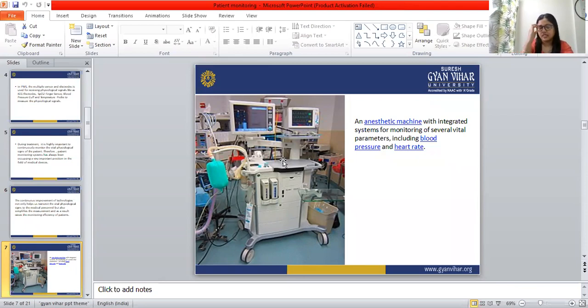When the healthcare provider is giving anesthetic medicine to the patient, he has to monitor the patient while giving the medicine, because he has to know what is the BP of the patient and what is the pulse rate and heart rate. He has to know it in the middle of the period of the anesthesia. So this is the computerized anesthetic machine the healthcare providers are using to monitor the patient.